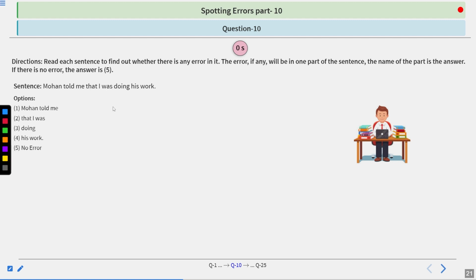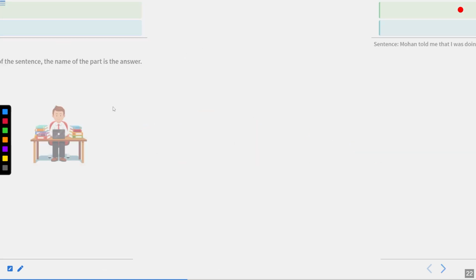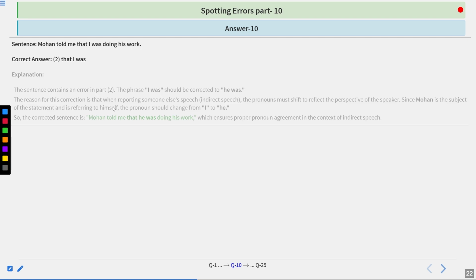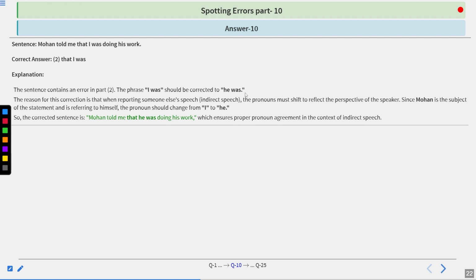I hope you have answered. Let's look at the correct answer. The correct answer is 2, that I was. Let's look at the explanation. The sentence contains an error in part 2. The phrase I was should be corrected to he was.